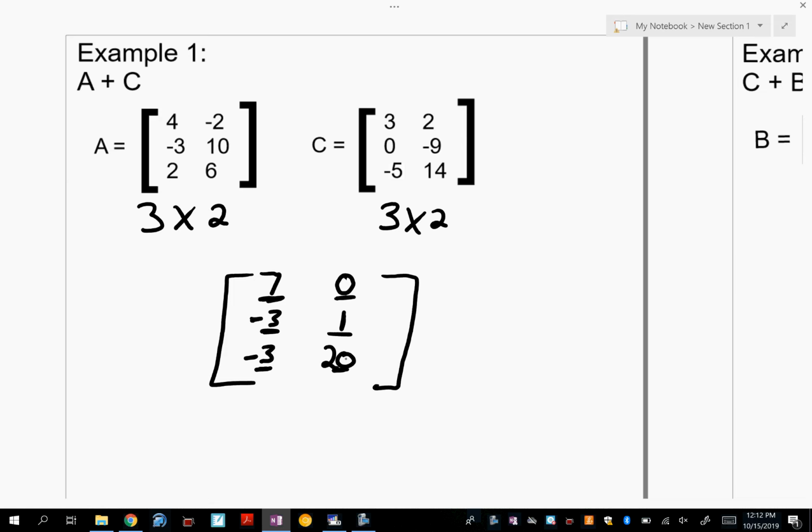Yes, question. If you look, they have exactly the same number of rows and columns. If they do not, you cannot add them or subtract them. So today, I need you to make sure first that they have the same exact dimensions. Questions? All right, let's do another one.